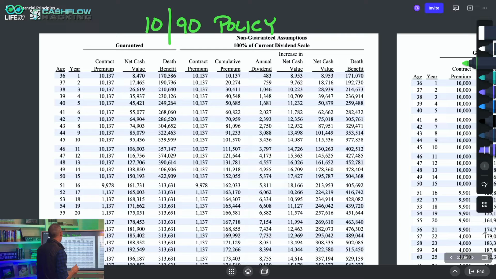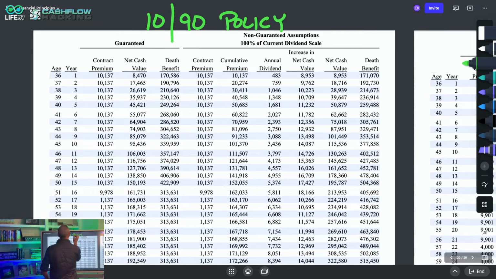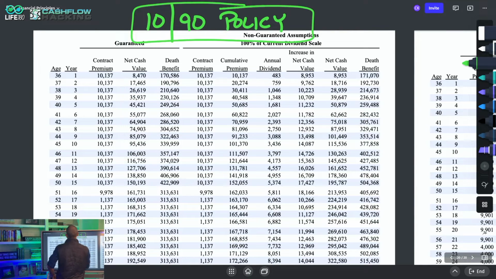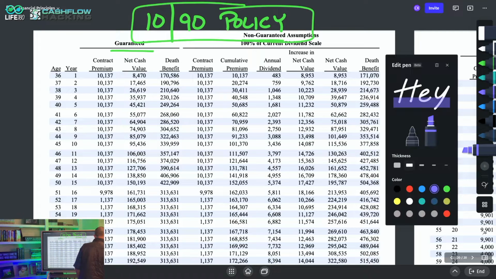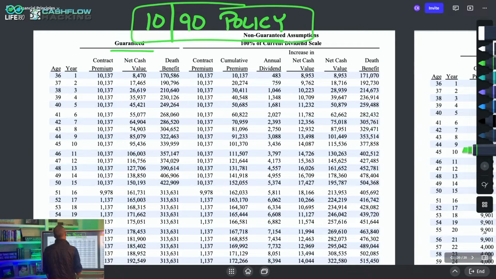So check it out. You can see right here, I've got the 1090 policy. On here, it's important to see we have guaranteed and non-guaranteed. The non-guaranteed is based on the fact that it's going to be paid at the current dividend scale. Sorry, I've got to update that. So the net cash value is going to be paid at the current dividend scale. The increase in net cash value is banking on that as well.